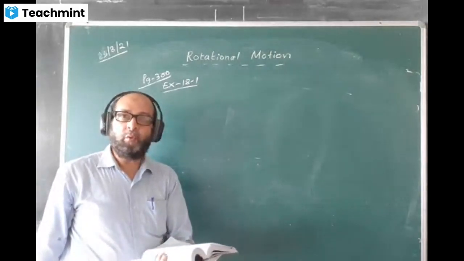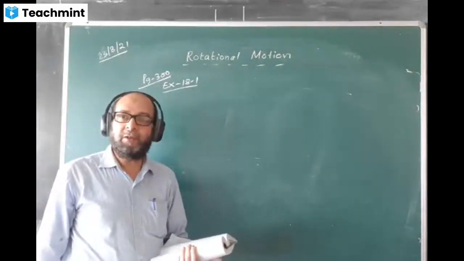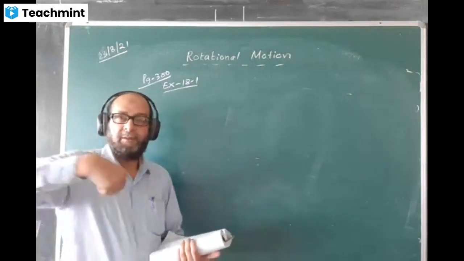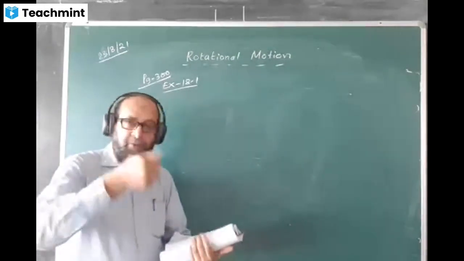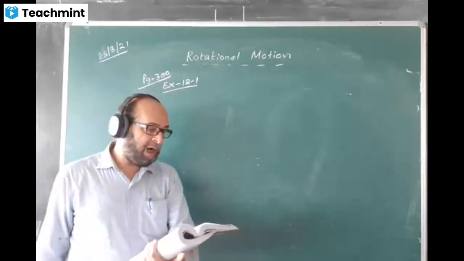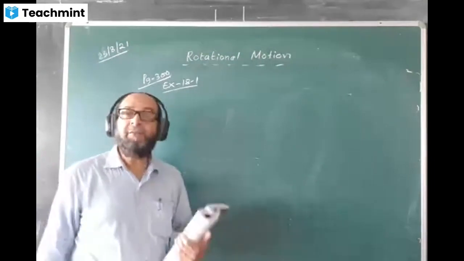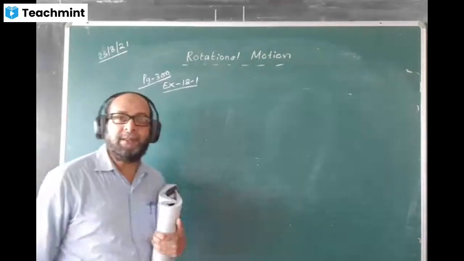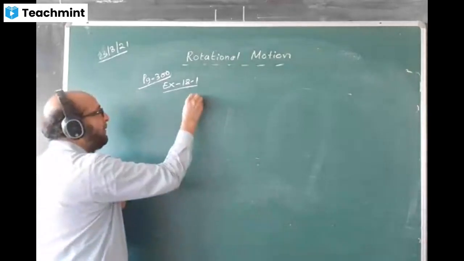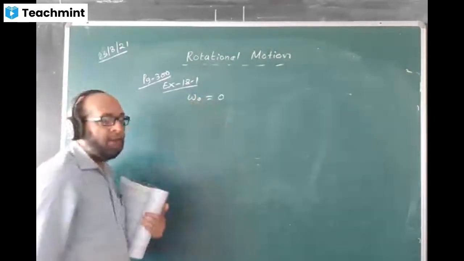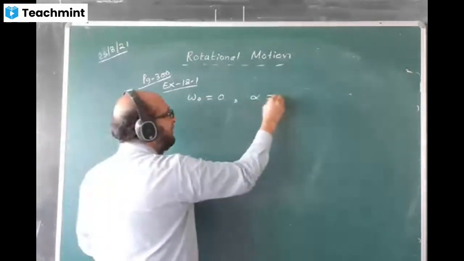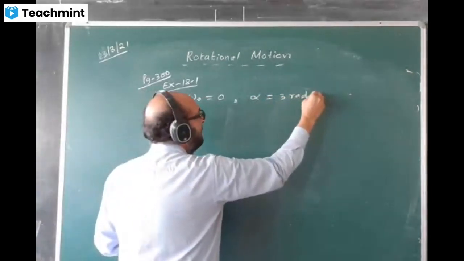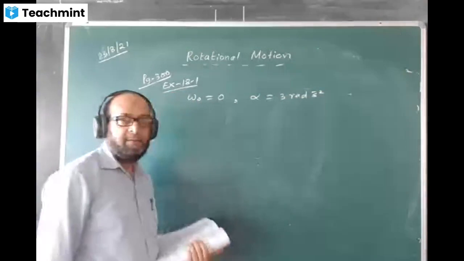Question says a stone. You know granite stone? Granite stone is called chakki, the round one. It starts from rest, so initial velocity omega 0 is 0. It has a constant angular acceleration of 3 radians per second square. Alpha is 3 rad per second square.